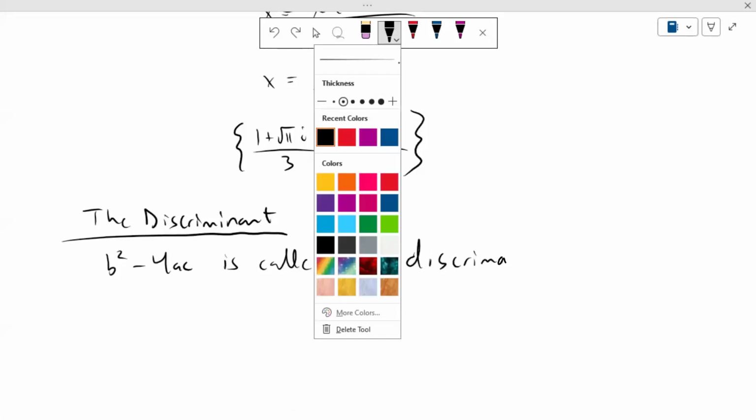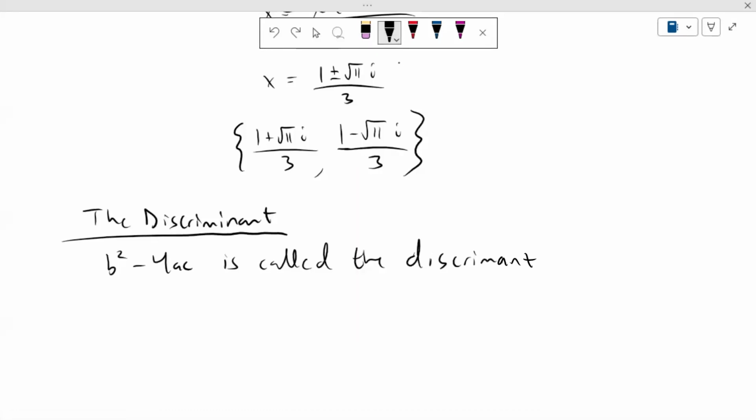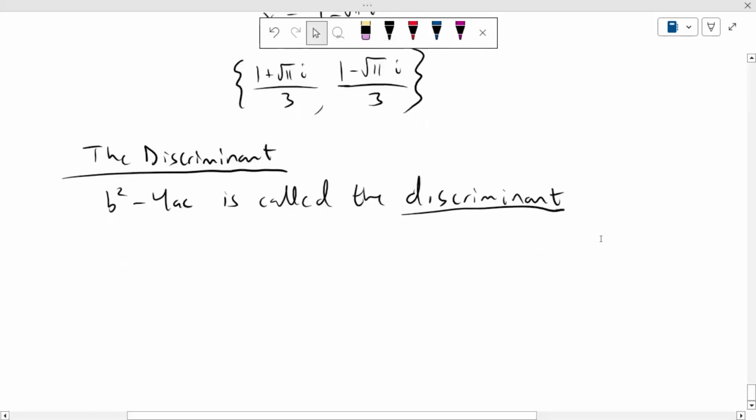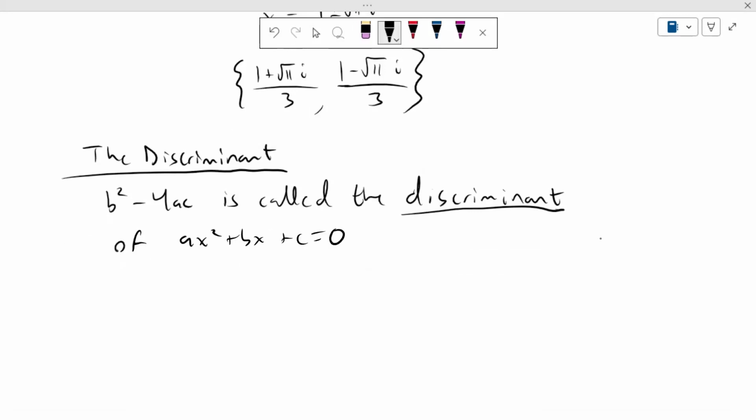Okay. That's called the... Nope. That's not how we spell it. Discriminant. Okay. Of your quadratic equation, so I'll just say of ax squared plus bx plus c equals 0. And so here are some rules for us that establish when we're going to have a certain type of solution, okay?